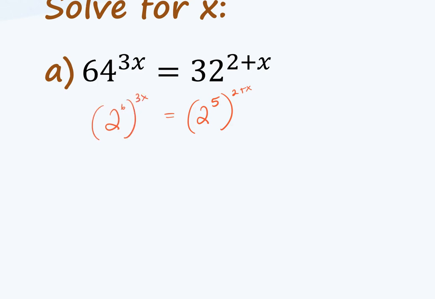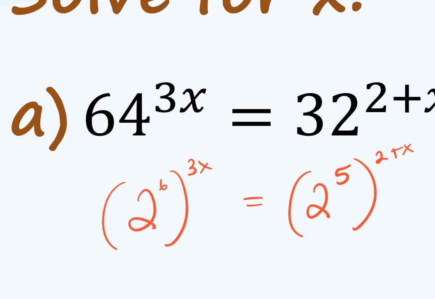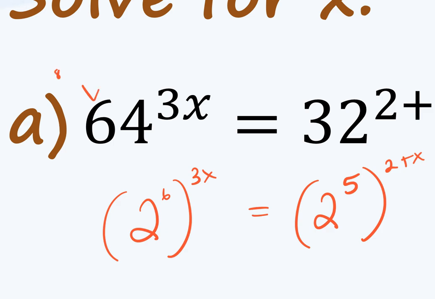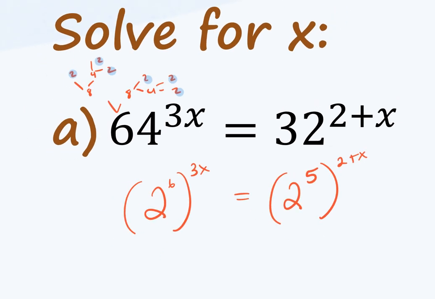If we didn't know, then I would use my factor tree. You could do 8 and 8, and 8 is 2 and 4, which is 2 and 2, and the same here, 2 and 4, 2 and 2. That is 1, 2, 3, 4, 5, 6 2s. And I would have done the same thing with 32 and gotten 5.